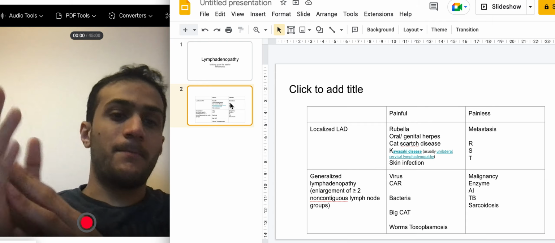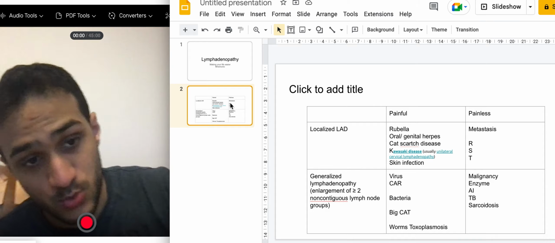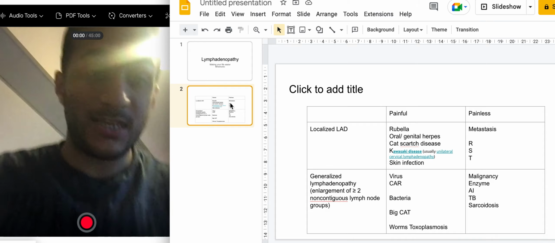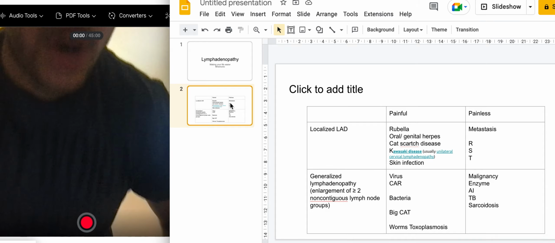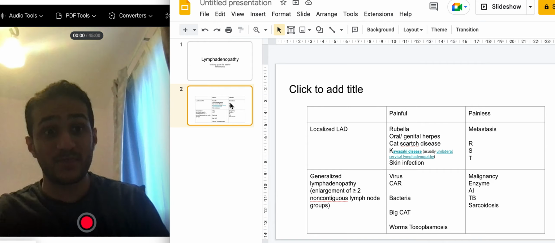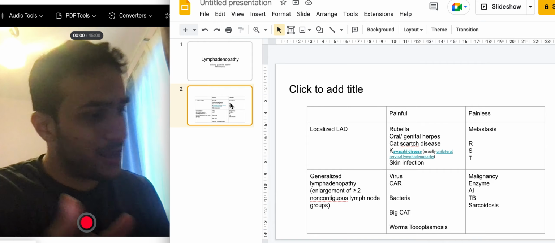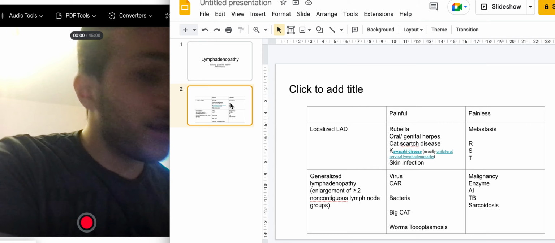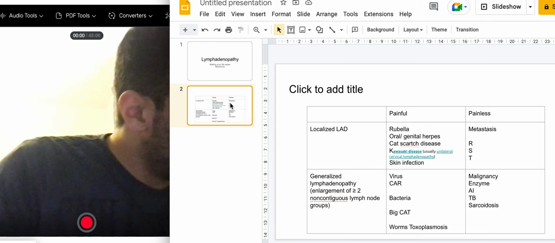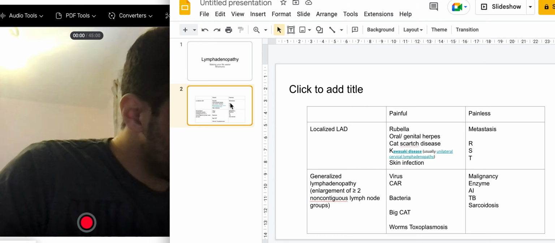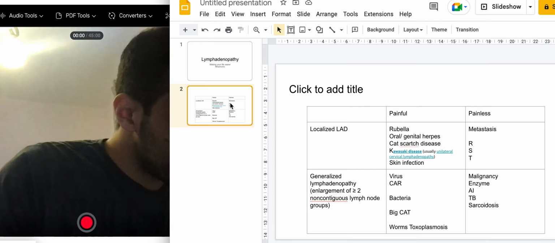Painless versus painful, just a rule of thumb, painful are usually the infections which are acute, so acute lymphadenitis, so that can be infections, which we're gonna be speaking about in detail over here. The next thing is chronic. Chronic is going to be much more cancer, lymphoma type things, those chronic lymphadenitis things. Okay, so we're going to start off with painful.